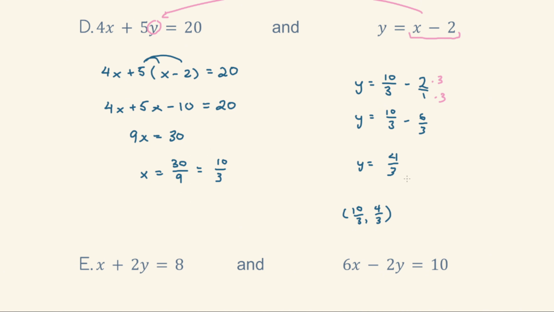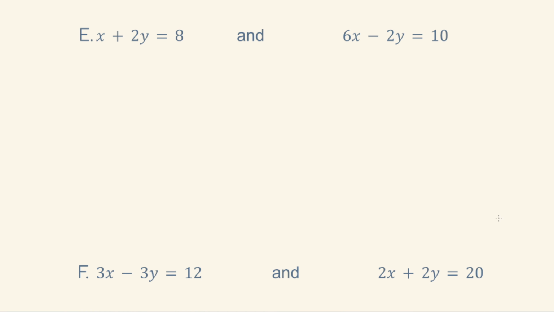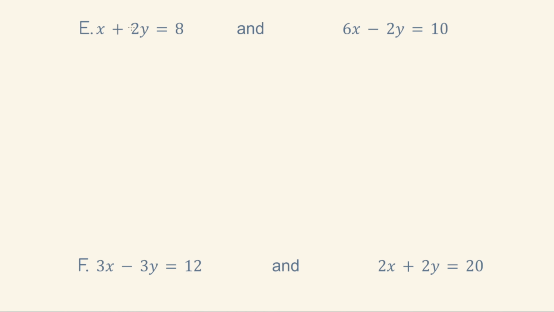All right. Now on to question E. Okay. So in this case, we have two equations. In both cases, neither of the variables are isolated. So let's use elimination method then. We have x plus 2y is equal to 8, and we've got 6x minus 2y is equal to 10. So to make the variables match up here, let's multiply this top one by minus 1, okay?